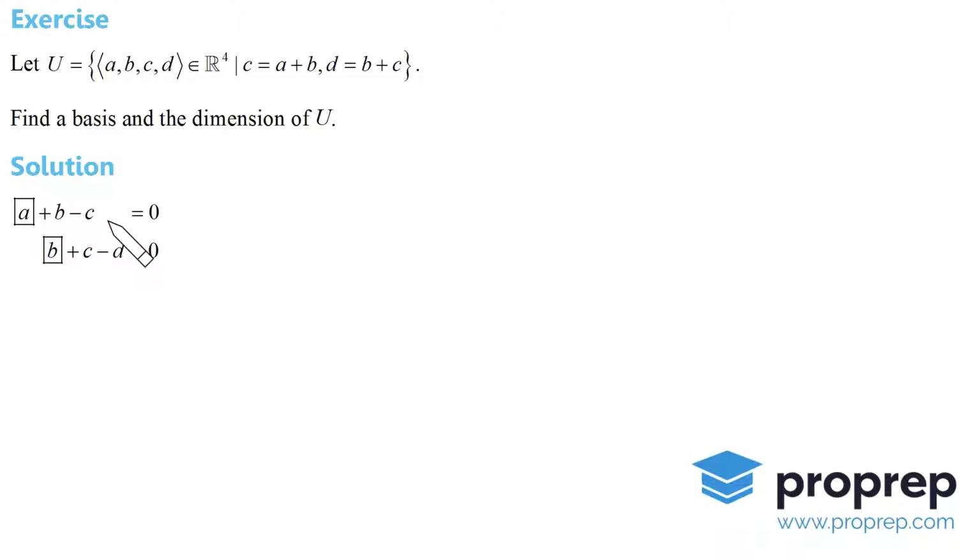It already is in echelon form, and clearly C and D are the free variables, but A and B are dependent on those.